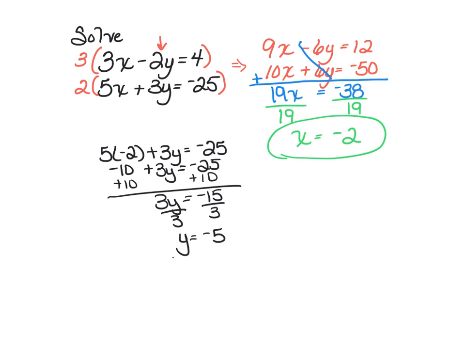So now I have a unique solution, and remember the way you want to present it. You want to present it as an ordered pair. So the solution is negative 2, comma, negative 5.